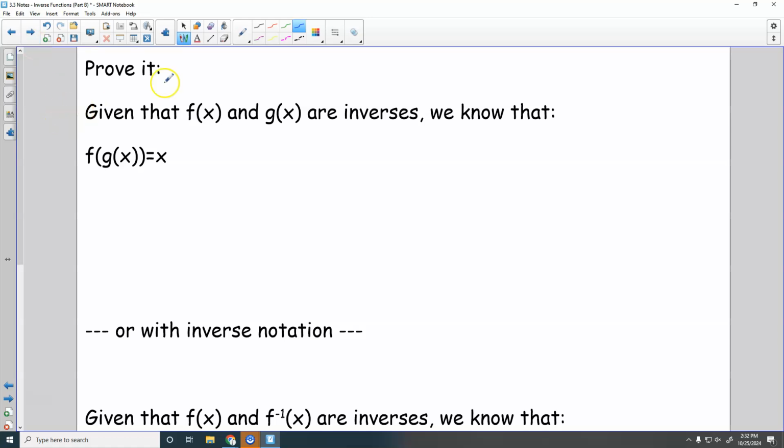All right, so one of the things you had to do last night is prove that things are inverses, and to do that, you would show that f of g of x equals x, right? So if f and g are inverses, we would show that f of g of x equals x. So we are going to write a proof here of why we're going to come up with a formula for what we've been doing on those first 3 problems, right?